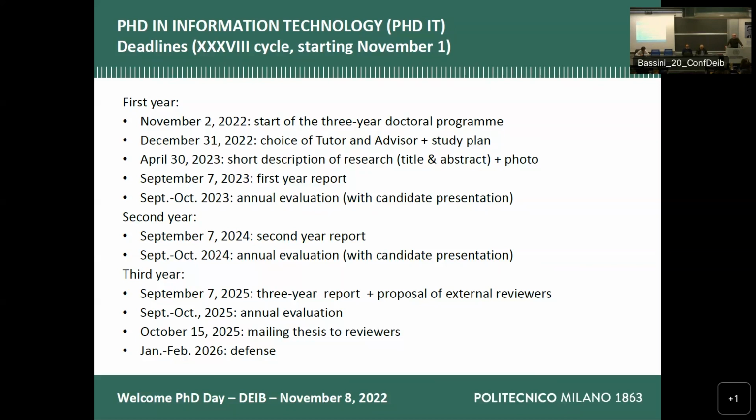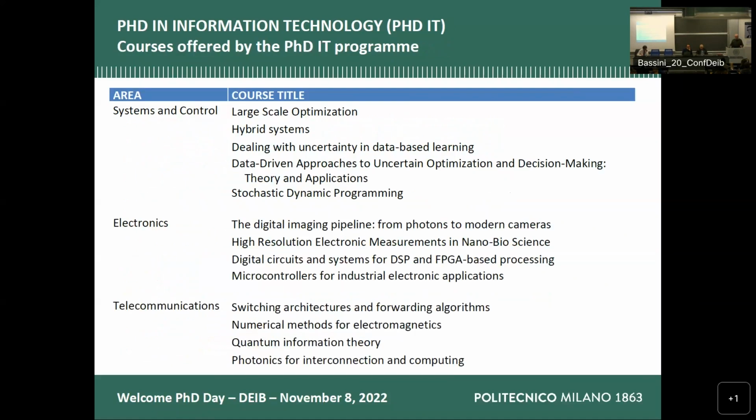In the third year, the deadlines are more than 2 because of the procedure for the delivery of the PhD thesis. But everything starts again at the end, at September. At the beginning of September, you have to provide your final report and a proposal of external reviewers agreed with your advisor. Then you will be evaluated, and if admitted to the final exam, then you will have to send your thesis to the reviewers, and then in January or February 2026, the defense will take place.